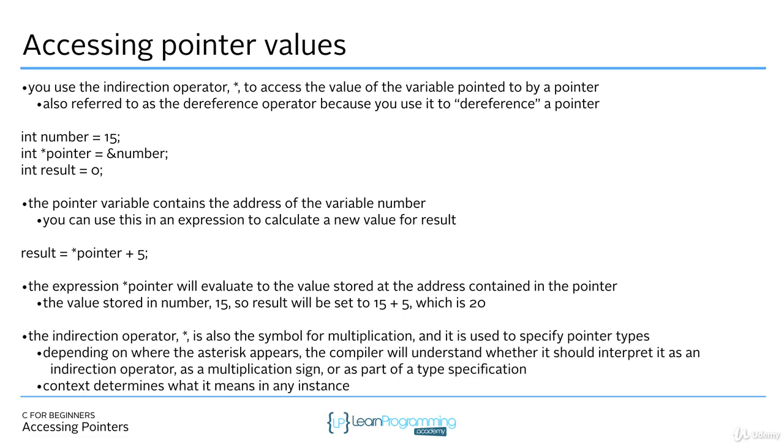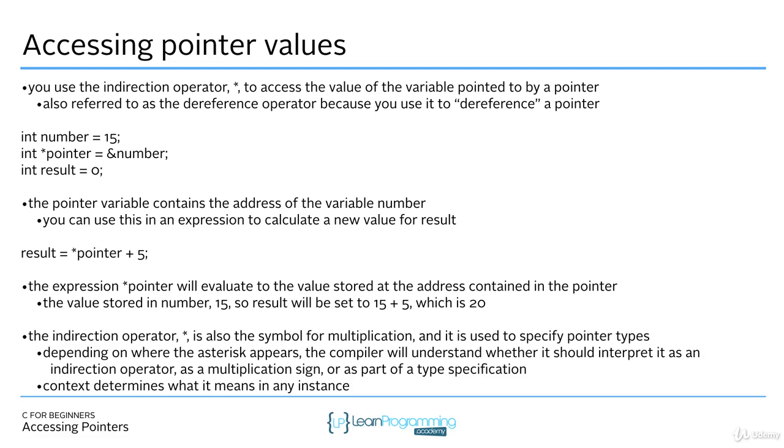So the indirection operator, the asterisk, you should have noticed, is also the symbol used for multiplication, and it's also used when you declare pointer types. So this can get very confusing. How do you know necessarily what's going on, or how does the compiler work? Well, it's all about context. It depends on when you use that asterisk and where you use it.